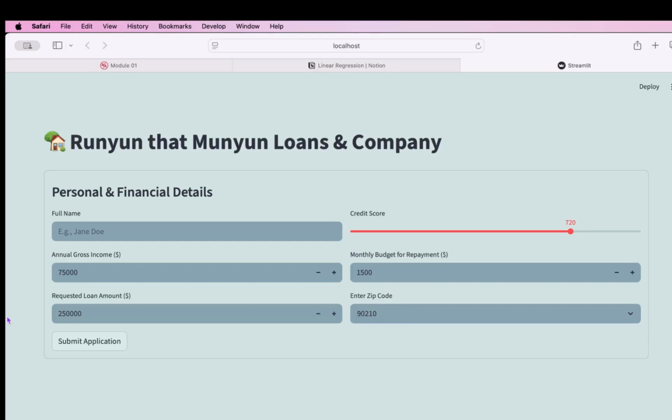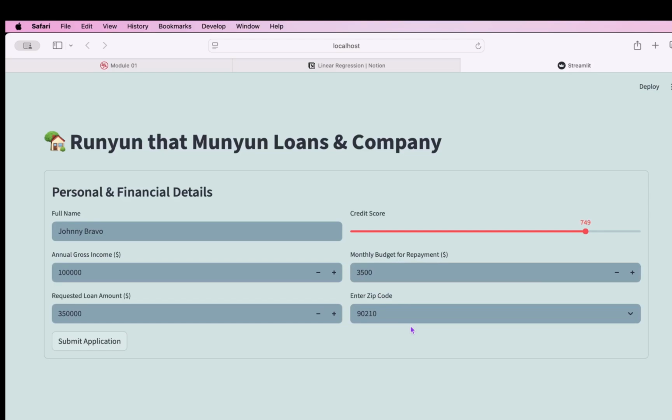Okay, so I am going to go ahead and apply for a loan, and I'm going with Runyon That Munyon Loans and Company to apply. And I am Johnny Bravo, and I make $100,000 annually. The loan amount that I want to borrow is $350,000. My credit score is a little bit more than 720. I'm going to make it 749, and the budget that I want to stay around is $3,500.